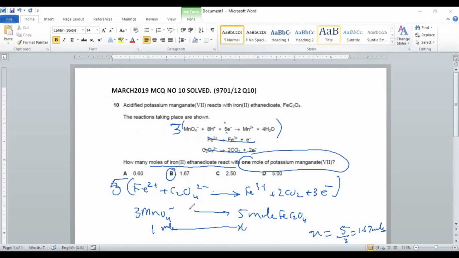So it's a shortcut. You don't need to make the overall equation. Don't waste time making the overall equation. Got it?